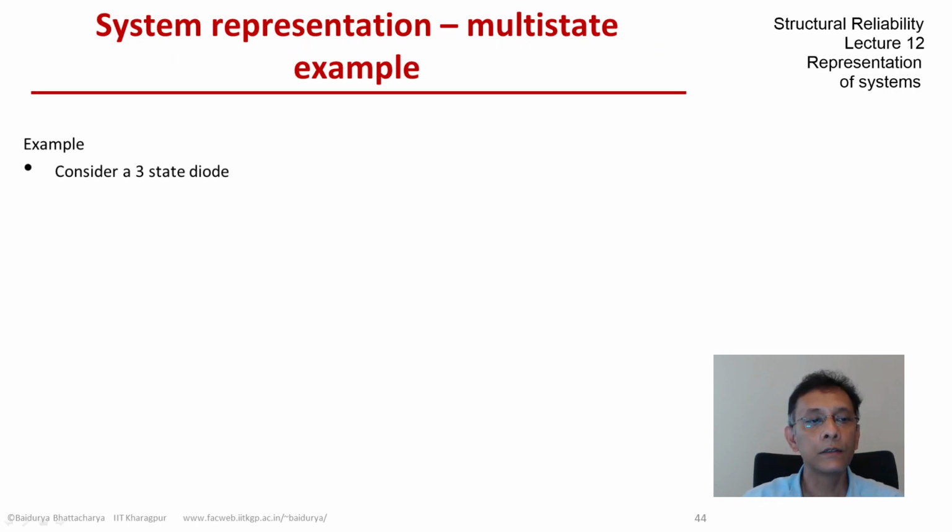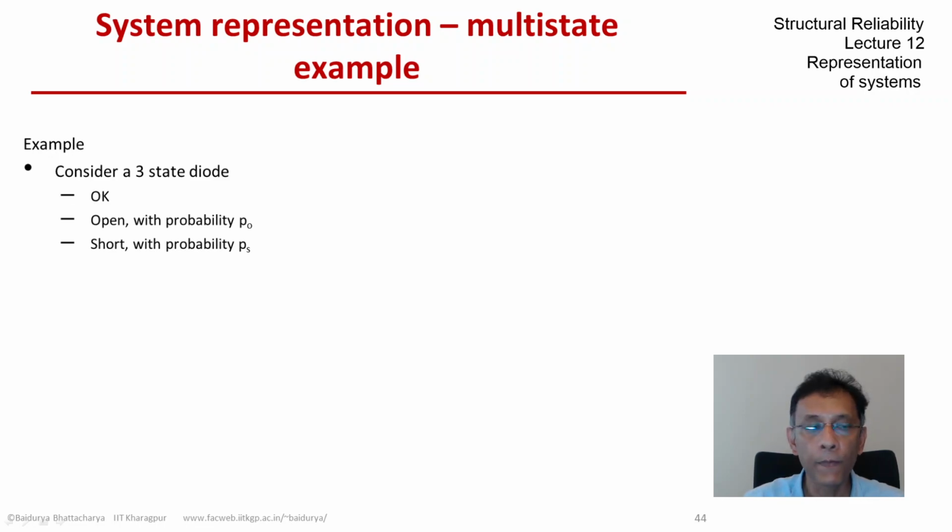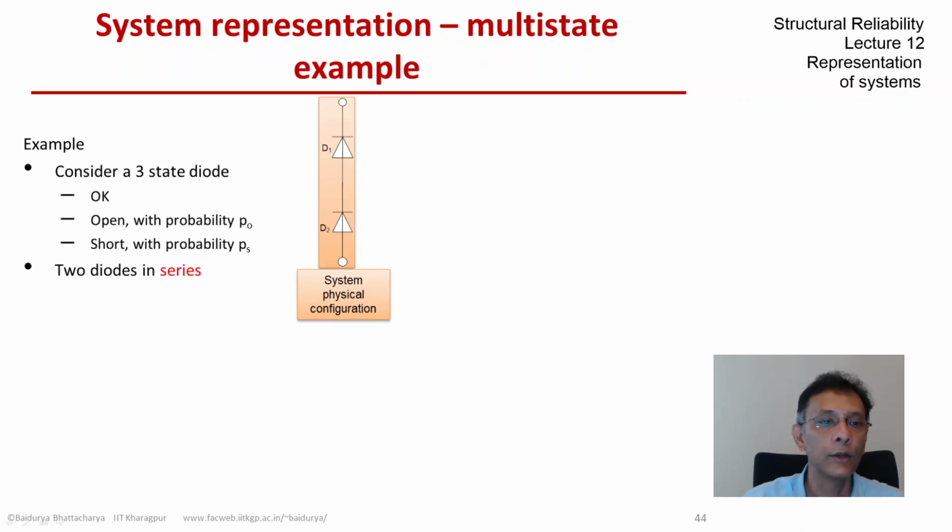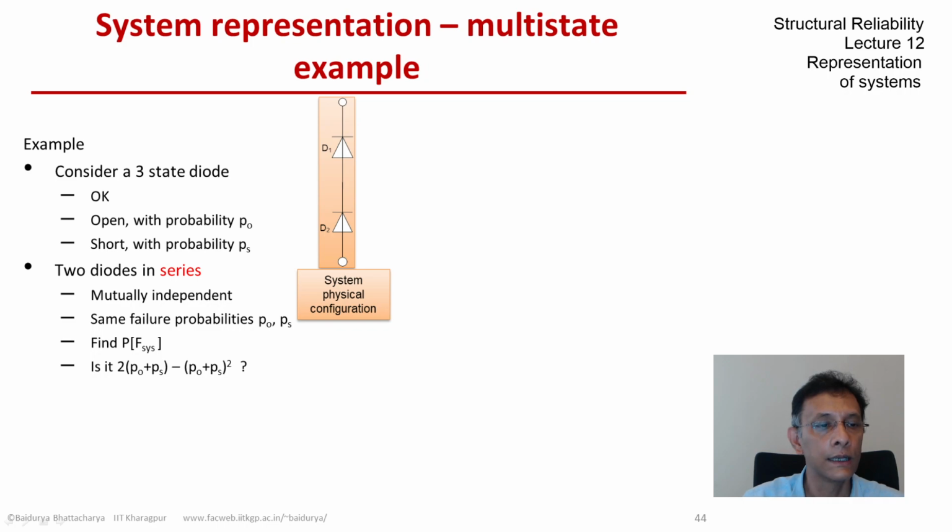a three-state system. So we have a three-state diode, and the three states are like this. The diode is okay, so it's functioning. The diode is open, which means it's not conducting, and the diode is short. The probability of being open is PO, and the probability of being short is PS. So the probability of being okay is 1 minus (PO plus PS). With this in mind, we define a configuration in which the two diodes are in series. As before, they are mutually independent. Both of them have the same failure probabilities, P open and P short. The question is, what is the system failure probability?